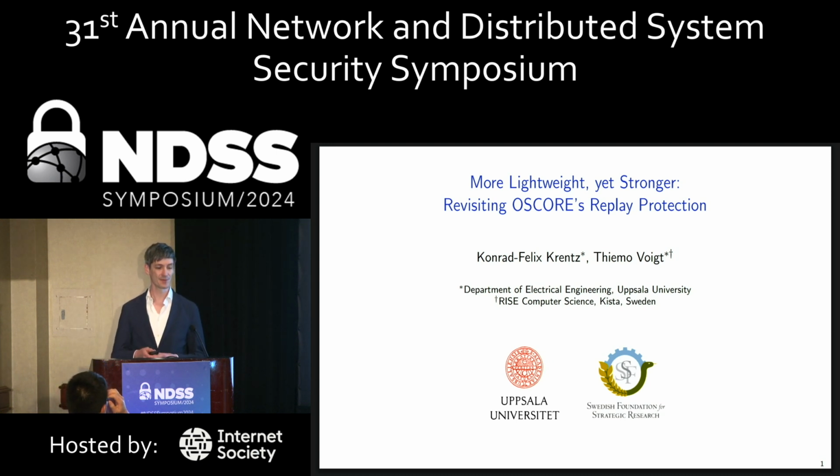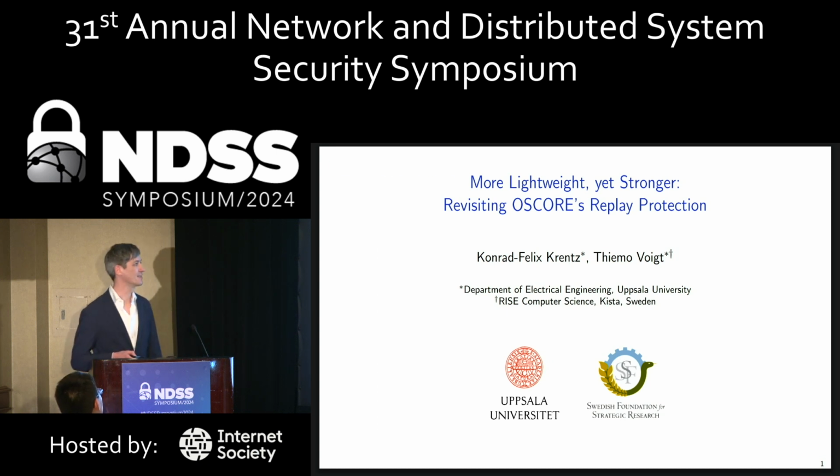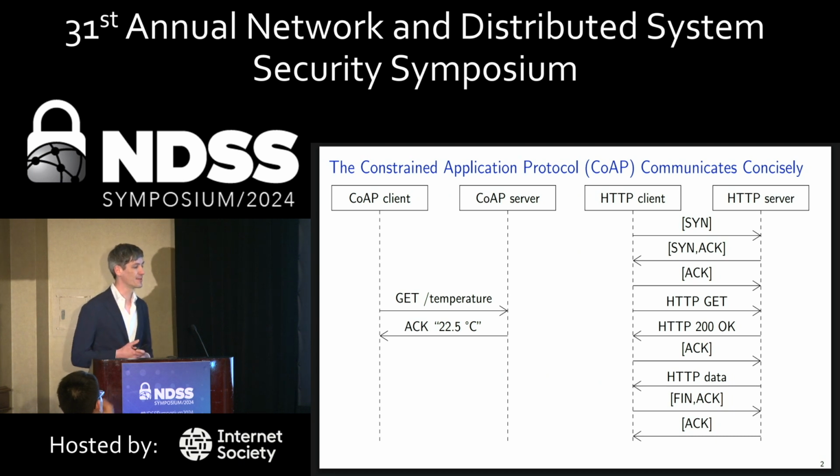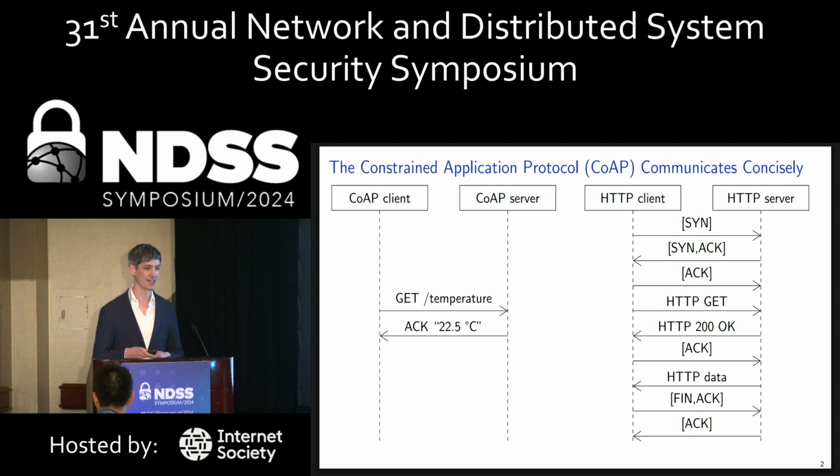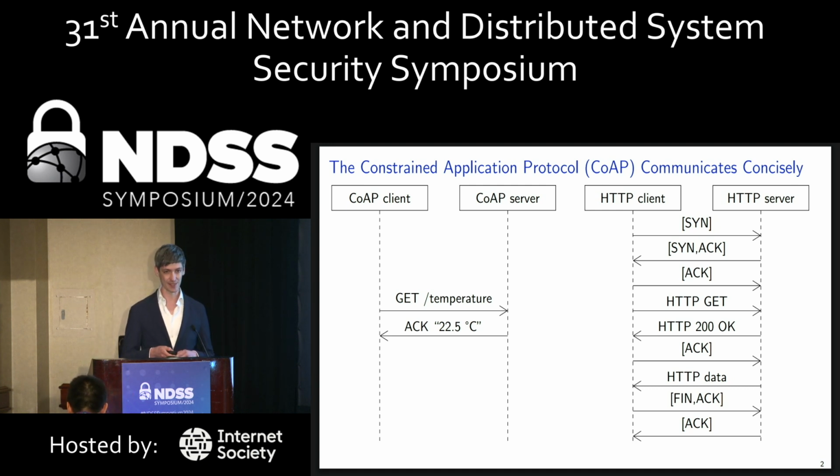So the workshop description already mentions the Constrained Application Protocol, CoAP for short. And this protocol is basically a lightweight version of the HTTP protocol for the Internet of Things. What makes this protocol lightweight is that you can run it on top of UDP, and this eliminates all the connection establishment and termination business, so it eliminates lots of messages.